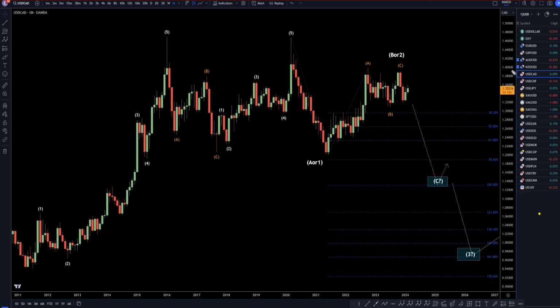I'm going to be analyzing the US dollar Canadian, starting on the monthly, working my way down to that 1 hour time frame for the full top-down analysis.